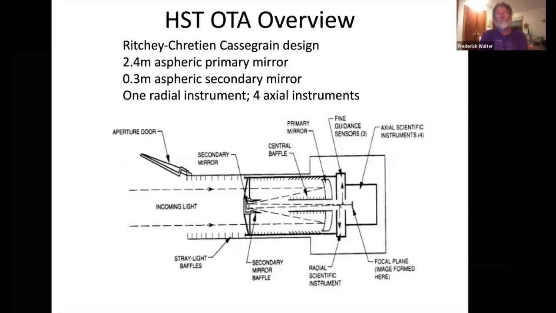So here's the Space Telescope. This is the optical telescope assembly, the overview. It's a telescope. And if you can see my cursor, the primary mirror is located down here. The light comes in, hits the primary mirror, bounces off the secondary mirror, which is a 0.3 meter mirror, and it focuses down at the Cassegrain focus back here. This is where the instruments are. There are 5 instrument bays. One is right on axis, where you presumably get the best focus from the Space Telescope, and there are 4 axial bays off to the side.